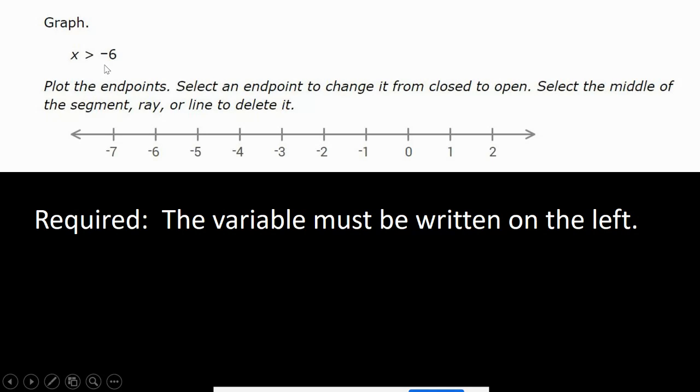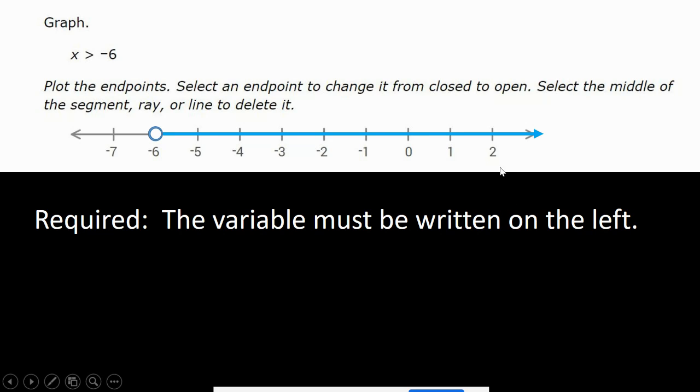No. So let's go to the negative 6 and start here. Again, if I left it like that, I'm saying I get to count this number. And the only time I can ever count this number is if there's an equal sign right there. So we need an open circle. And then because the variable was written on the left, this inequality is pointing in the direction I want to graph. It's pointing to the right. So let's graph this to the right.